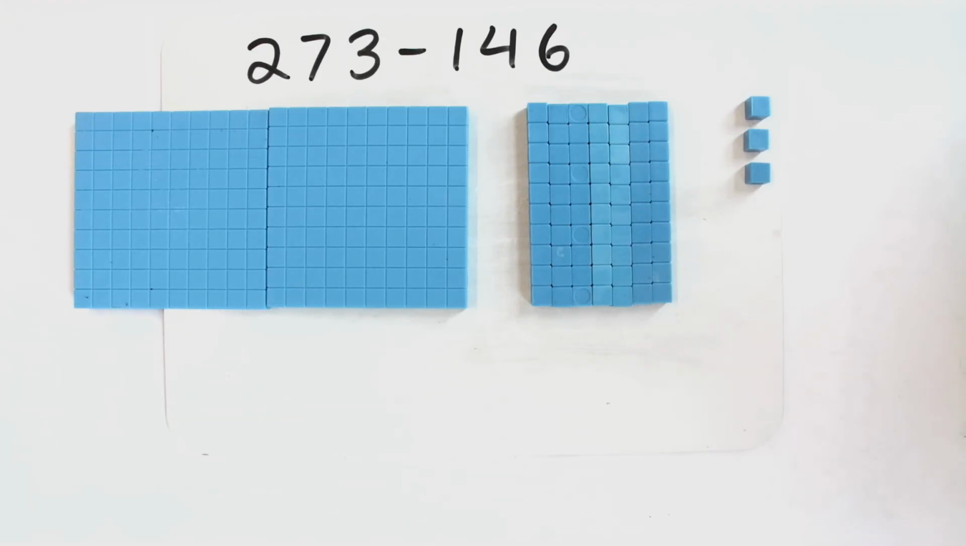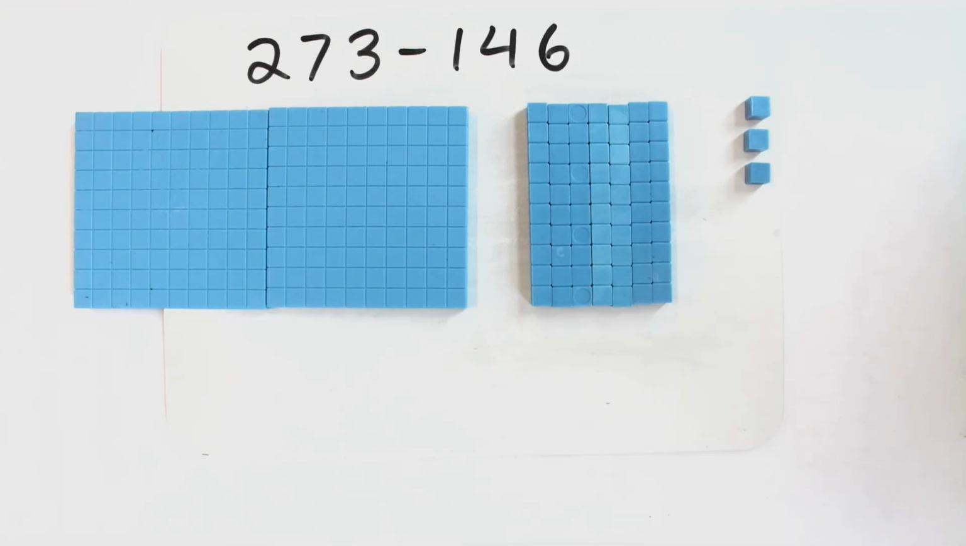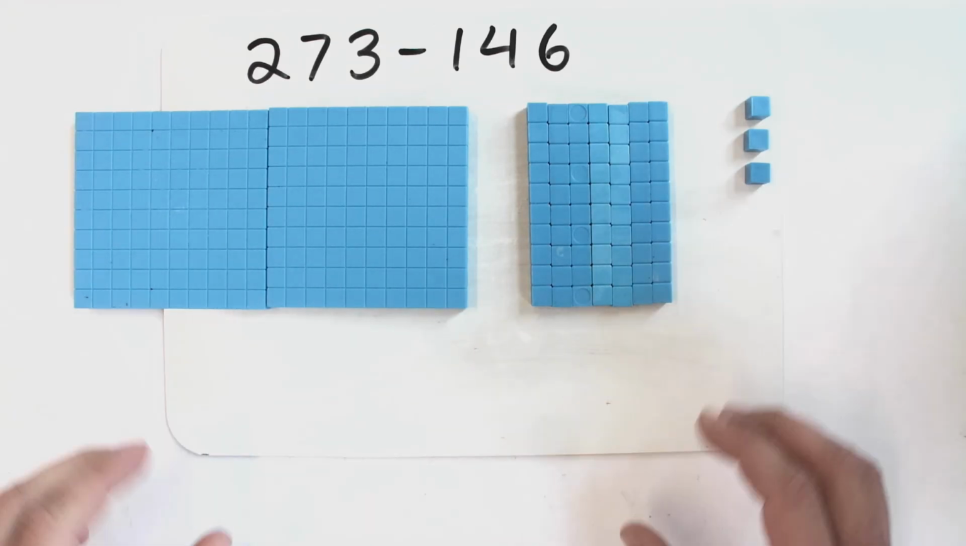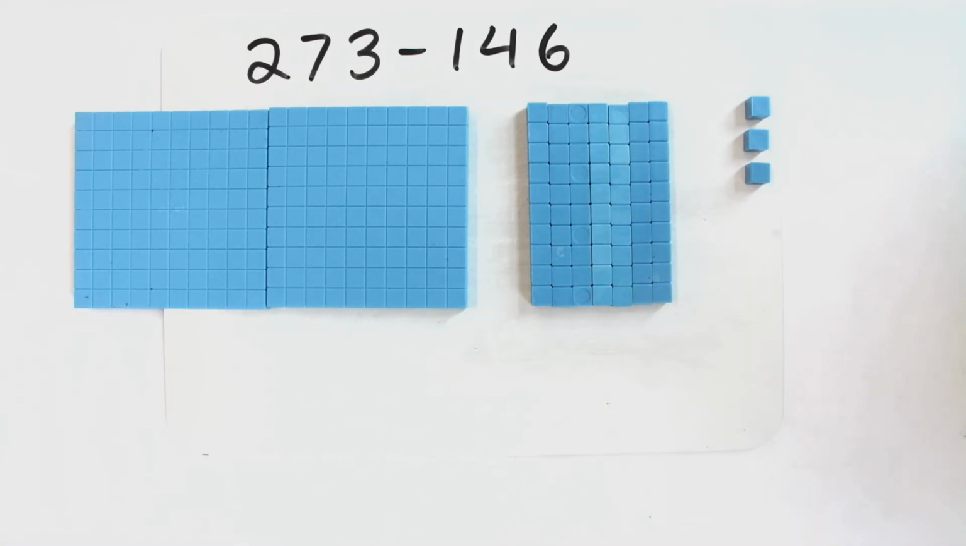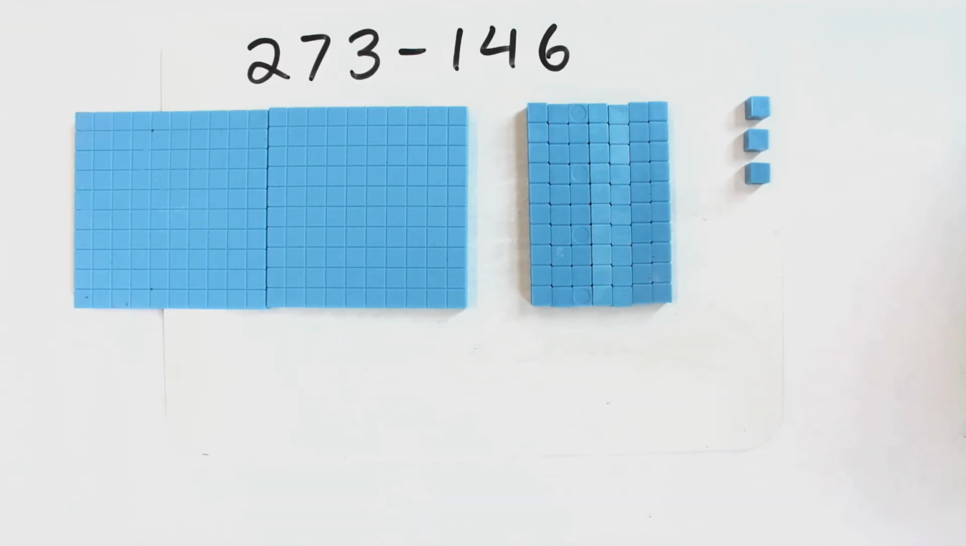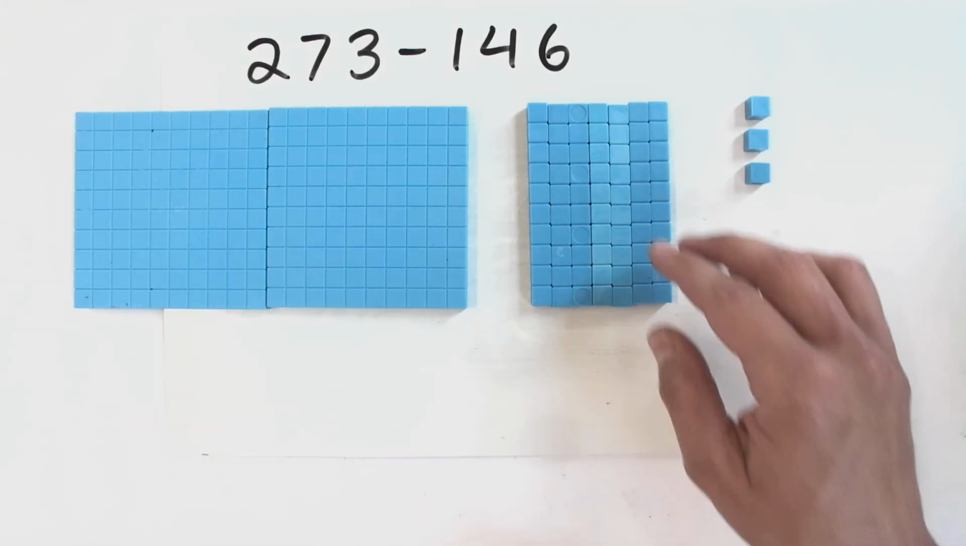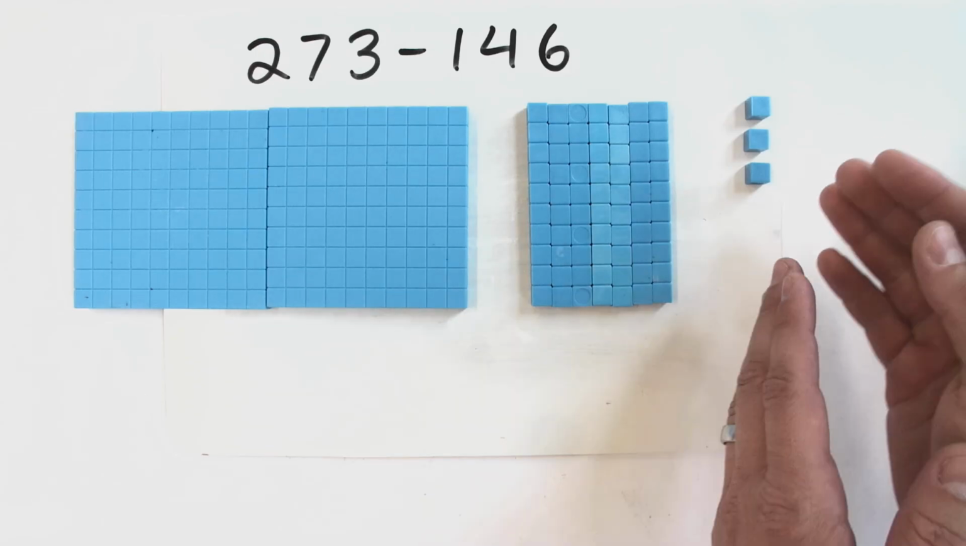So with our standard algorithm for subtraction, we're going to look at 273 minus 146. We're starting with that 273, and we're going to take 146 away. In the standard algorithm, we start with our ones place value and move to the larger place values until we've run out of place values to subtract from. So we're starting with 273 and we want to subtract 146, starting with the ones place.